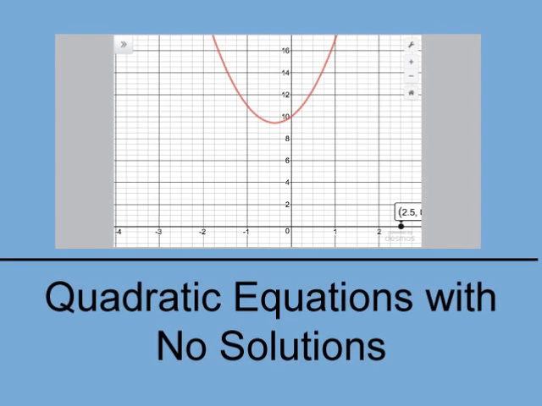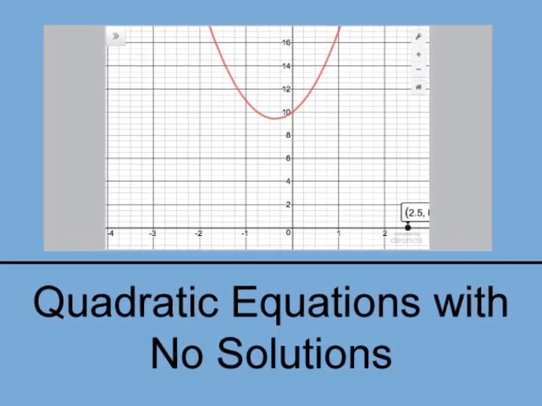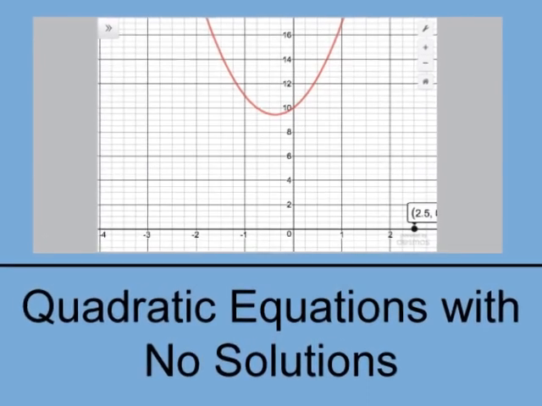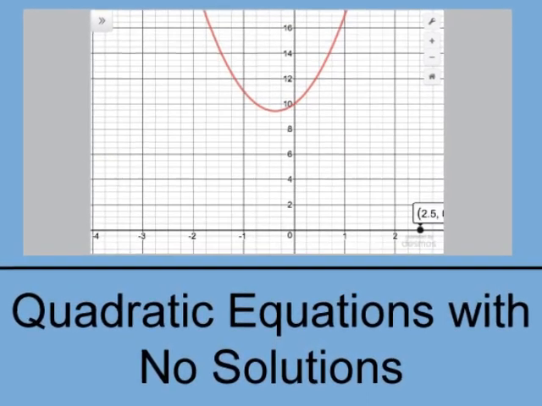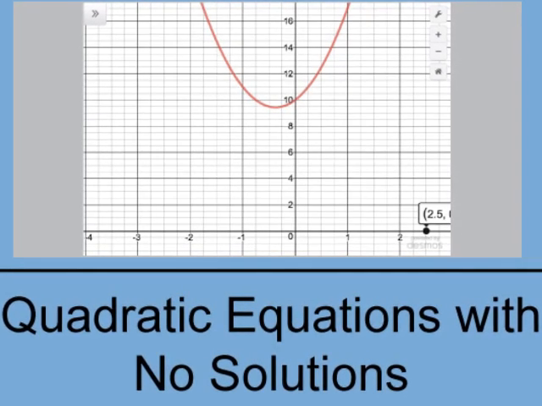In terms of real solutions to a quadratic equation, there can be 2, 1, or 0 such solutions. In this video, we look at examples of quadratics that have no solution. Let's start with an example.